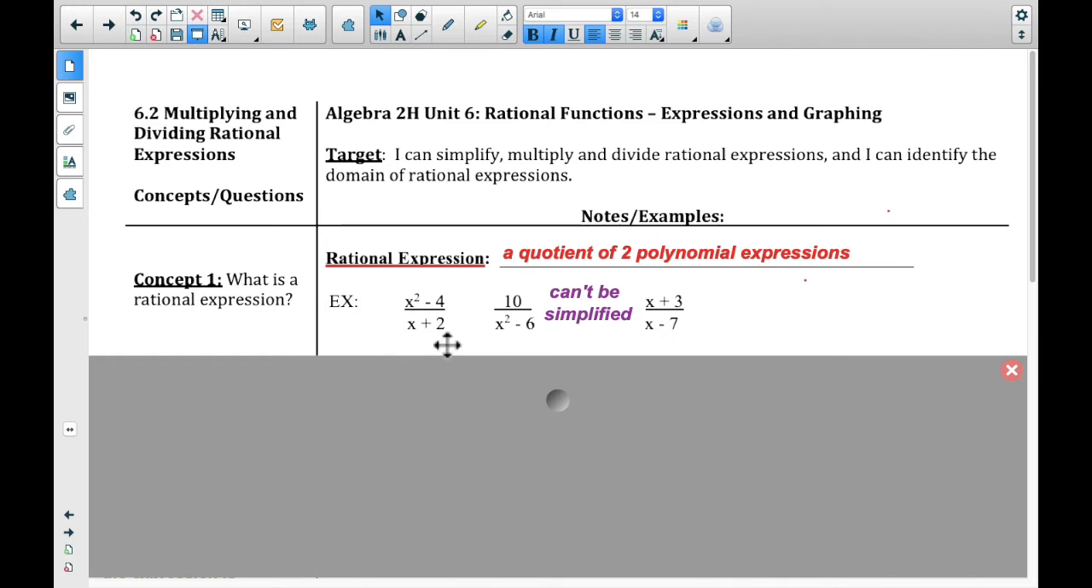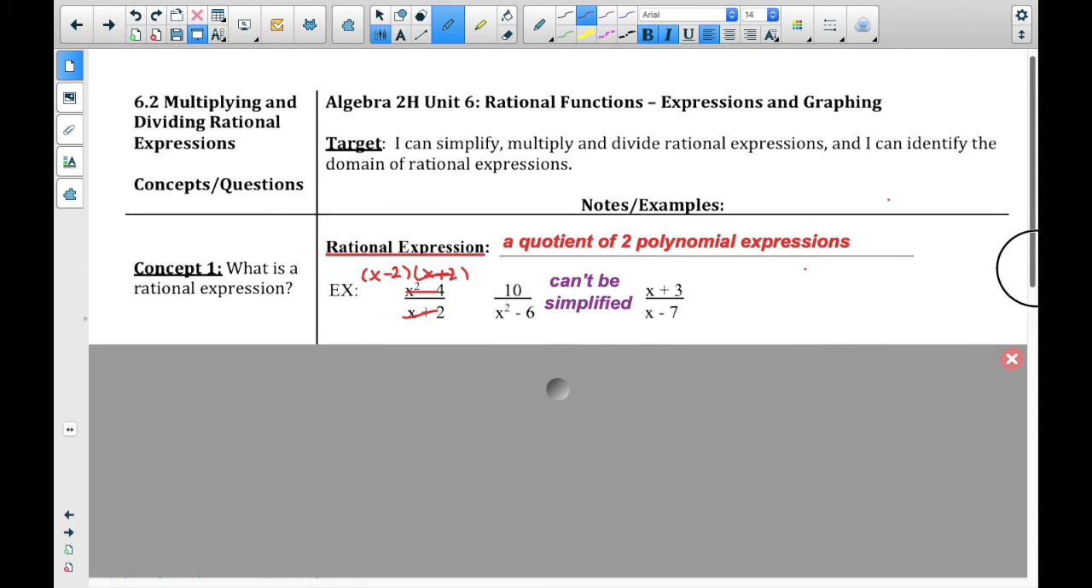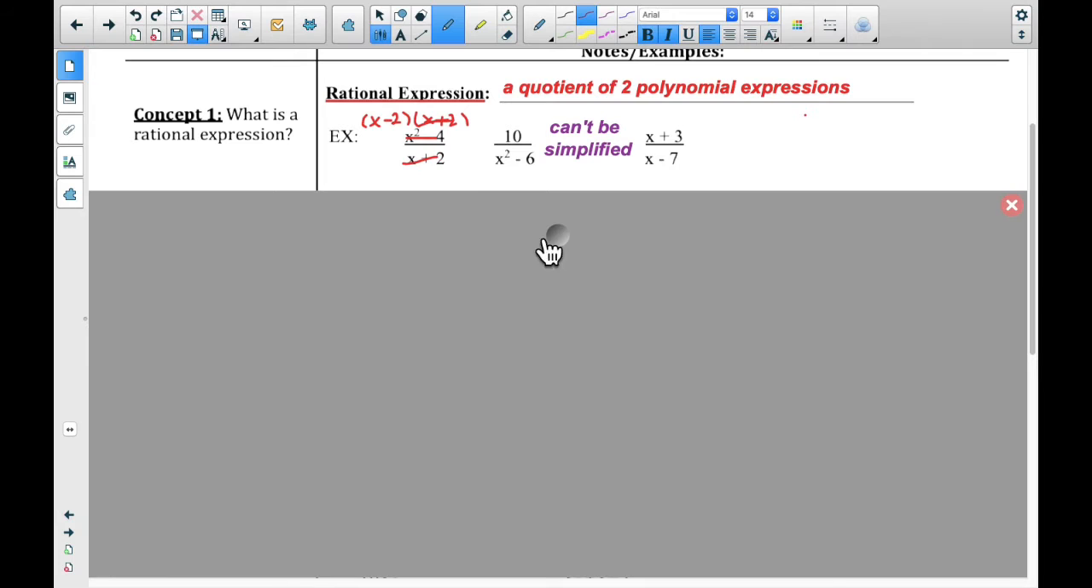Now this one actually can be simplified, and the reason it can be simplified is we can factor it. And when you simplify, what you're really doing is canceling out factors. So if there are factors that you can cancel, then yes. But just adding and subtracting, no, you can't do that. So this one actually does simplify to just x minus 2. But we're going to spend most of our time talking about that, so I'm not going to go into that huge right now.